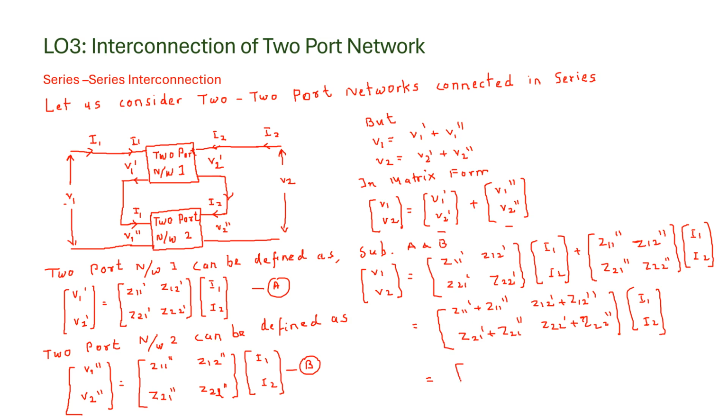So this is equal to, we can write like Z11, Z12, Z21 and Z22, I1, I2. Here we will have vector V1, V2. So this is how we have obtained the complete model of two-port networks connected in series.